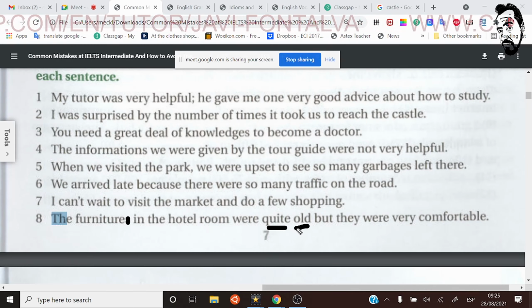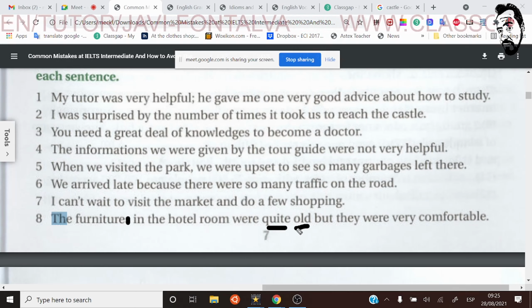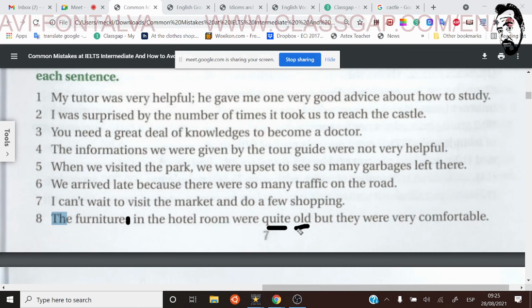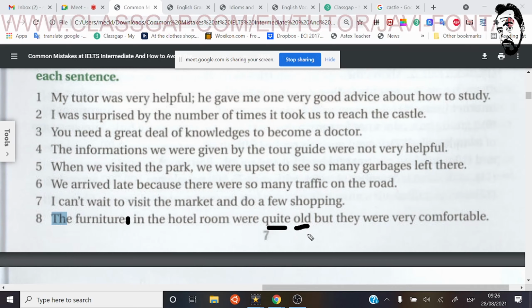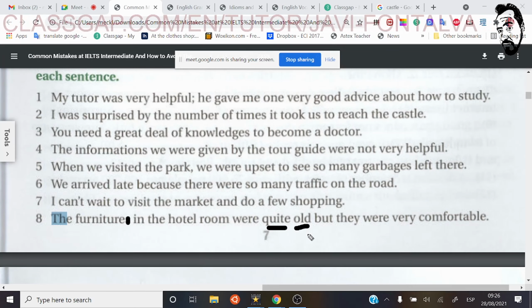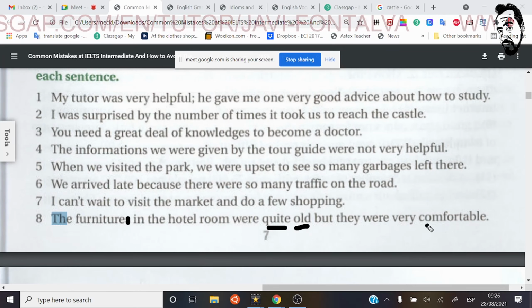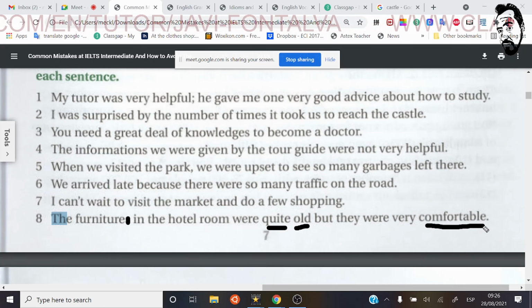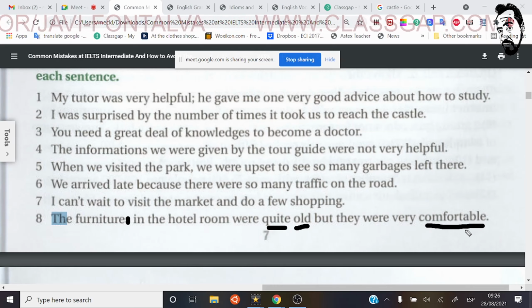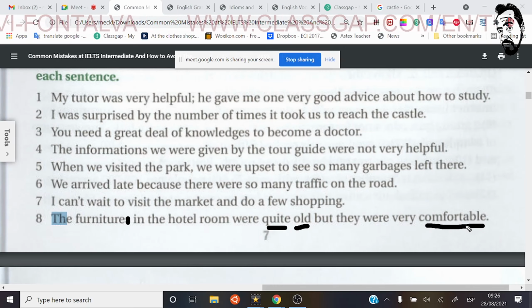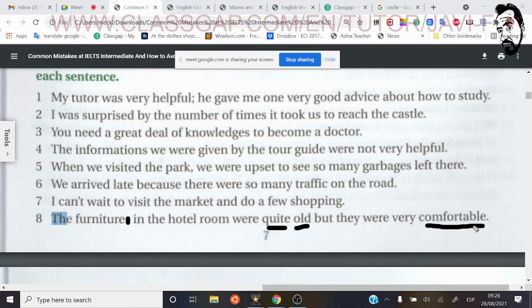No, this is okay. This is correct. This is not a problem. All the rest is okay. But they were very comfortable. They were comfortable, no? Okay, can you repeat this? Comfortable.